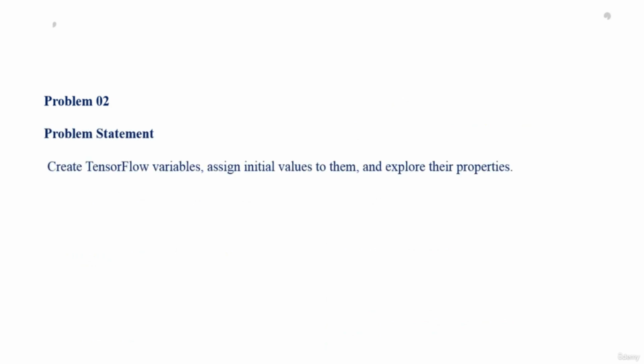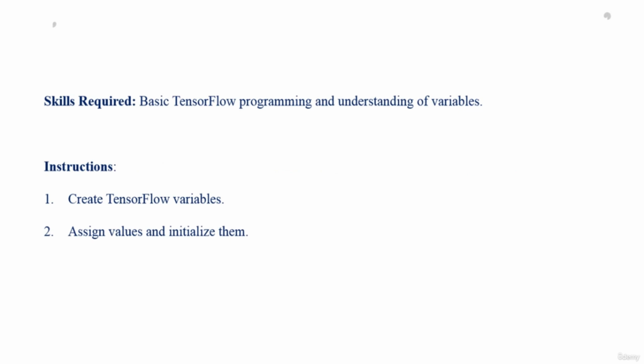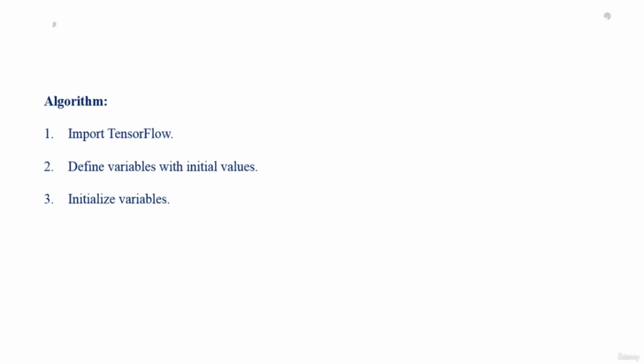Problem 02. Problem statement: Create TensorFlow variables, assign initial values to them, and explore their properties. Skills required: basic TensorFlow programming and understanding of variables. Instructions: Create TensorFlow variables. Assign values and initialize them. Print their values. Algorithm: Import TensorFlow. Define variables with initial values. Initialize variables. Print variable values.